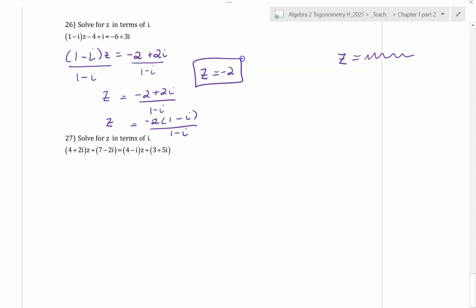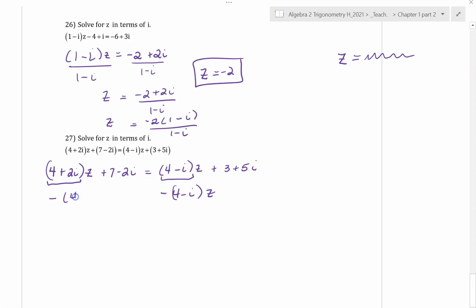What I would like you to do is to go ahead and try number 27. Go ahead and formulate a plan. I think the first thing you might want to do is collect all the z's to one side of the equation. So I have 4 plus 2i z's and 4 minus i z's. So let's subtract the 4 minus i z's from both sides of the equation.